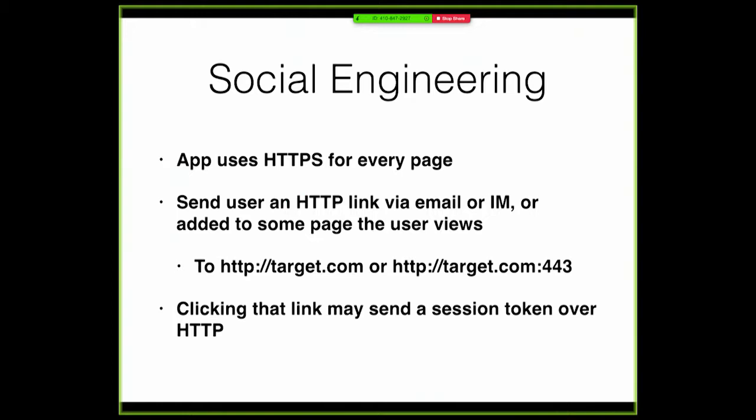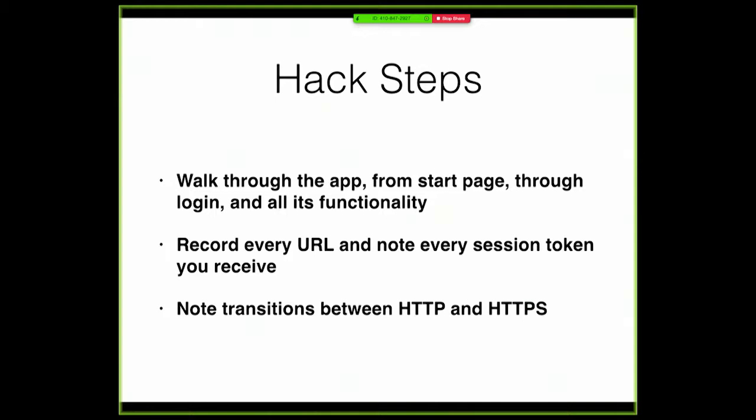So here's how you do this. Walk through the app from the start page to log in, all the functionality, note every URL, note every session token, and especially notice when it changes from HTTP to HTTPS. Most websites like Amazon are a mixture of both. And when I first found this out, I thought that Amazon was vulnerable, and I thought we were going to have a great time at the Wall of Sheep hacking into Amazon, but I found that they were doing it intentionally, and they were pretty smart.